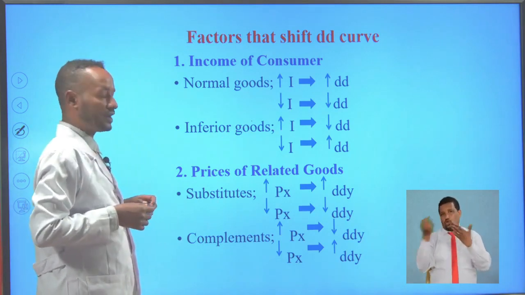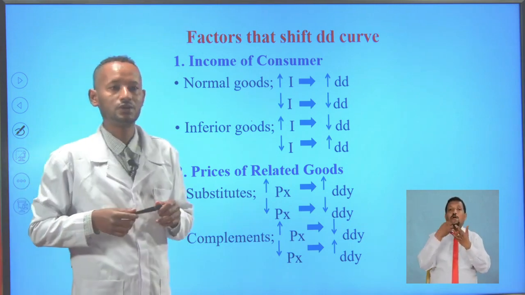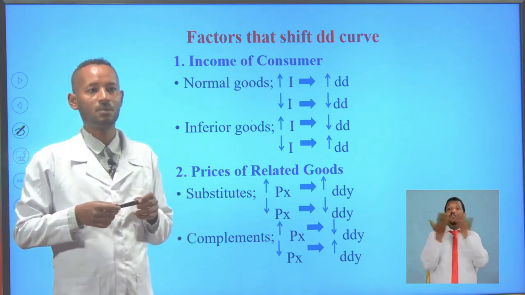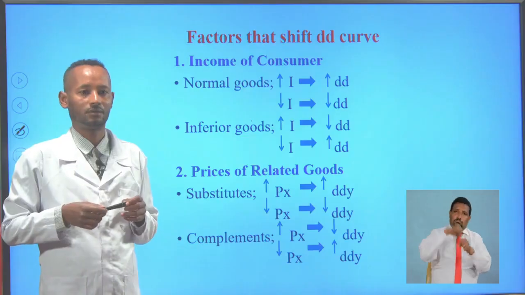Now let's see the price of related goods. In terms of price of related goods, we are going to classify goods into two called substitutes and complements. Substitutes are those goods which can be used one in place of another. For example, coffee and tea are substitutes. In the absence of coffee, consumers of coffee can substitute coffee with tea, and in the absence of tea, consumers of tea can substitute tea with coffee.